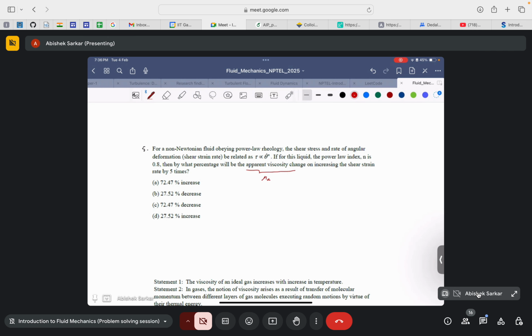You need to find the change in the apparent viscosity if you want to increase the shear strain rate by 5 times. Okay, and the value of n is also given, n is 0.8. With these equations in your hand, I think it is quite simple. You can give it a try.